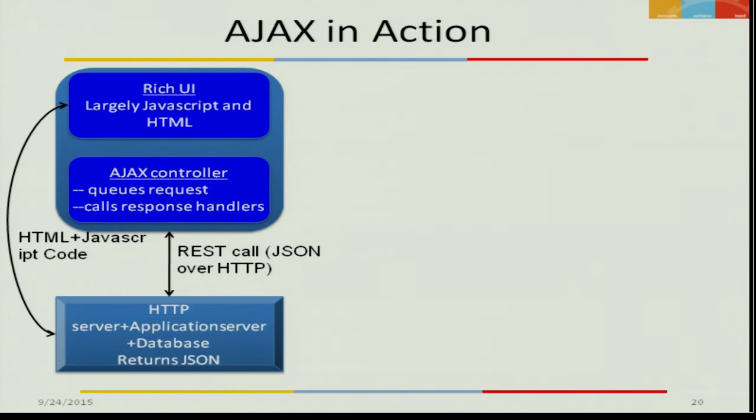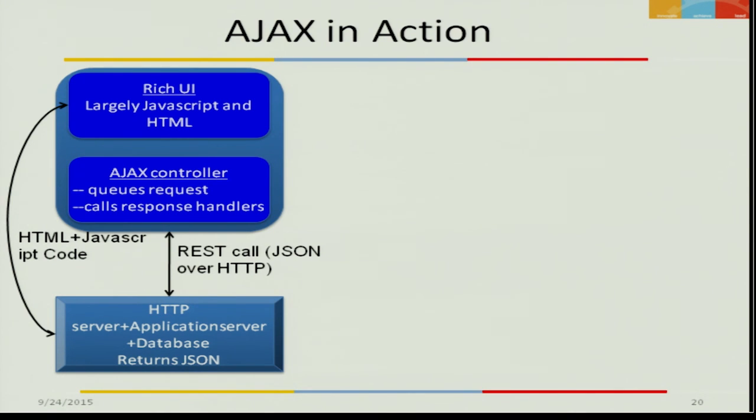So this is a schematic diagram of AJAX. On the browser side, on the top, there is a rich UI comprising JavaScript and HTML. Then there is something called an AJAX controller, which sits inside the browser and interacts with the HTTP server plus the app server and database. Essentially, it interacts with the HTTP server, and that in turn interacts with the application server and so on.